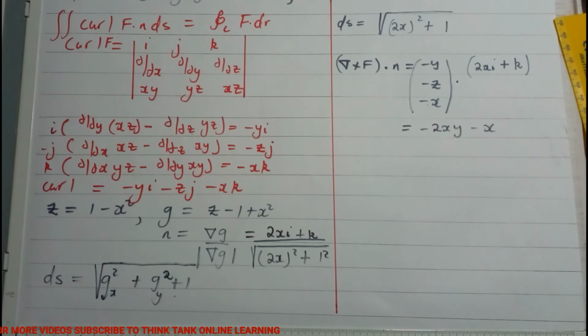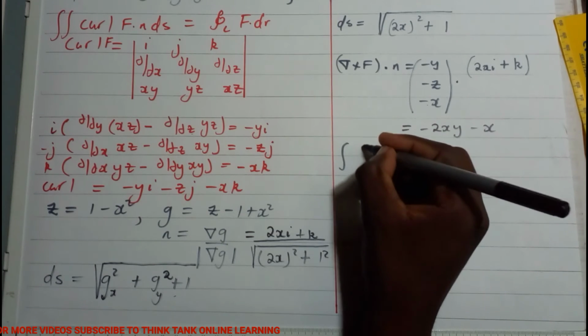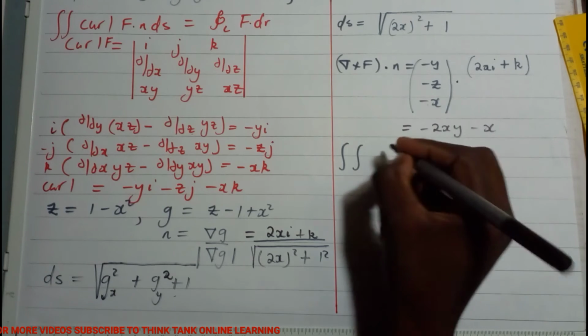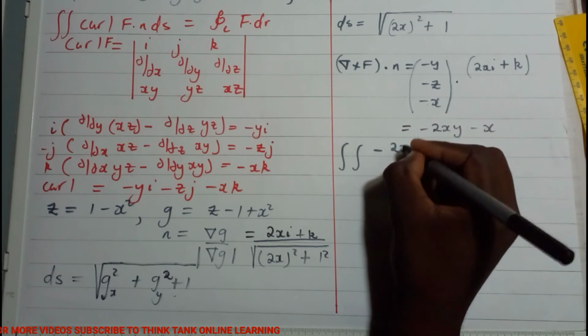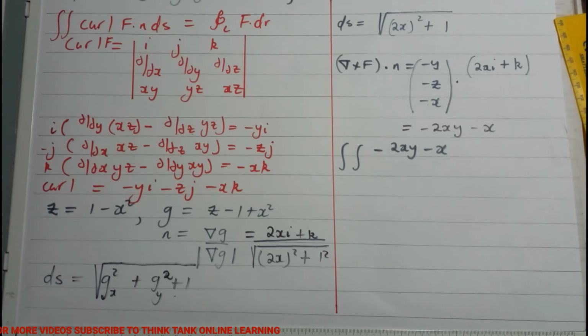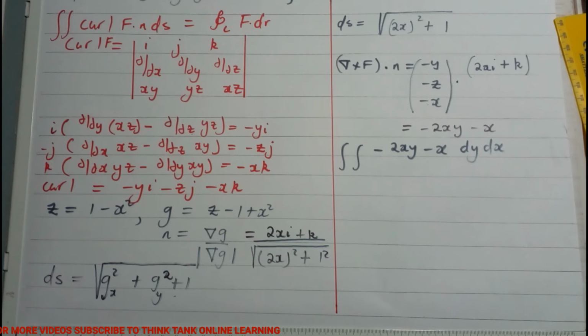Okay, so now I'm going to set my double integral. So this is going to be the double integral. So we have the cross product. Okay, so the cross product is negative 2xy minus x dy dx. Okay, some of you may wonder where did ds go and what happened here.